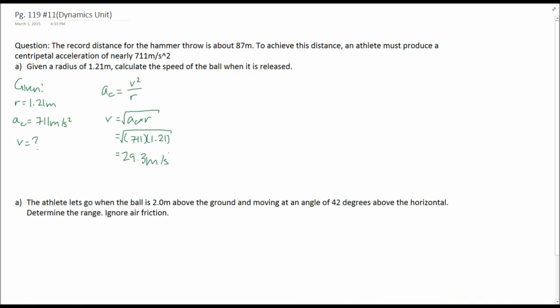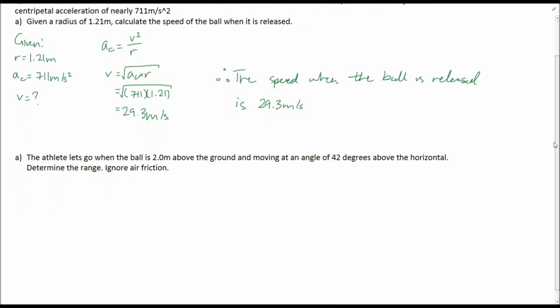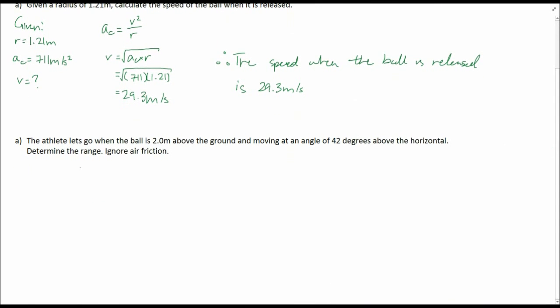29.3 meters per second. And there's your final statement. Moving on to the next question.